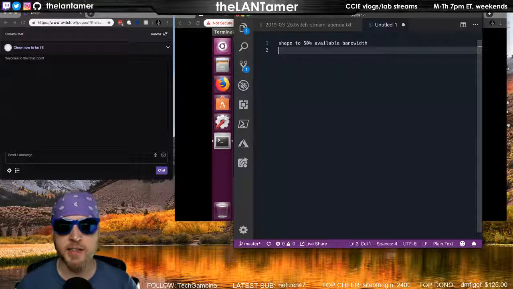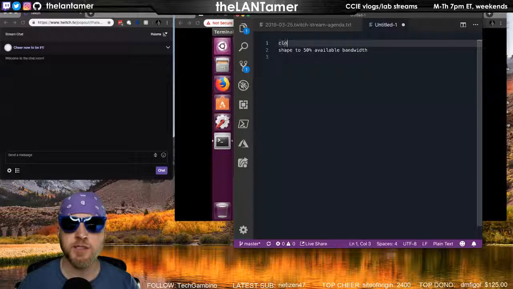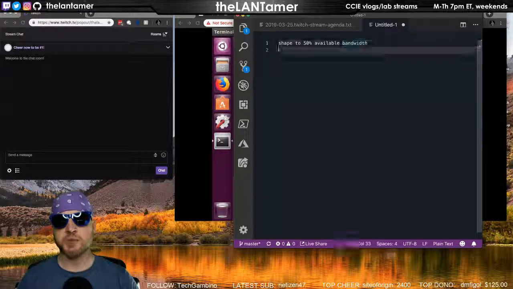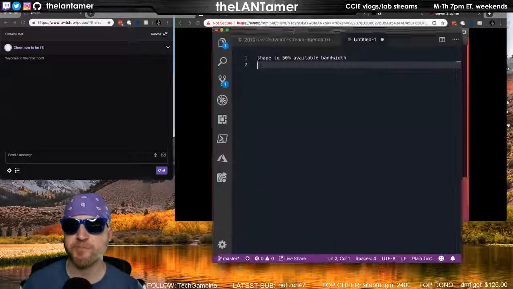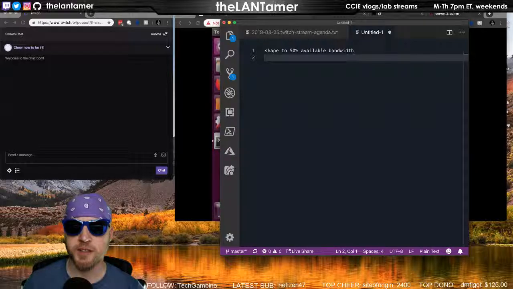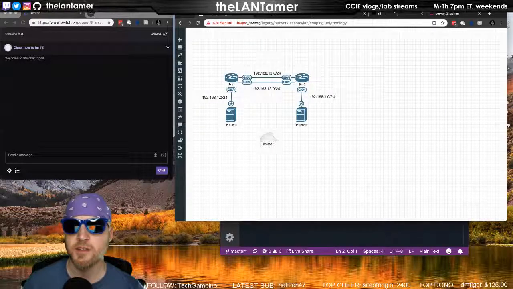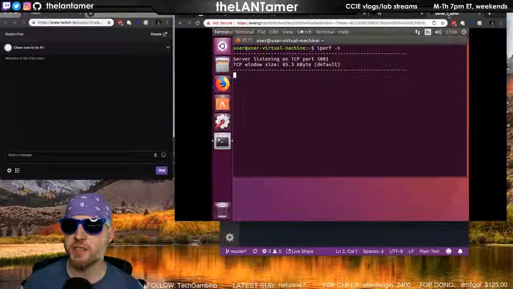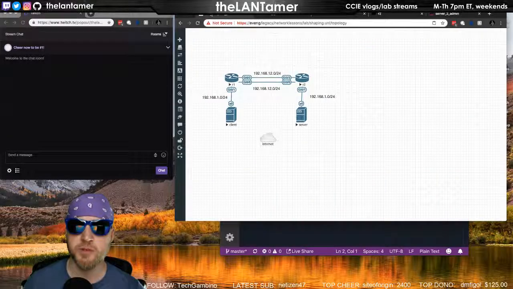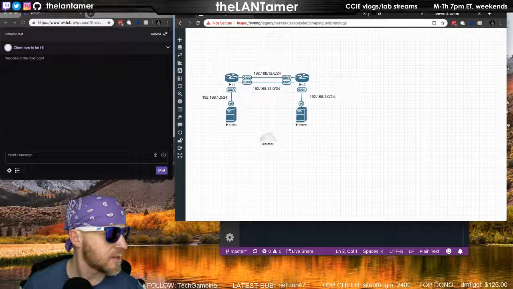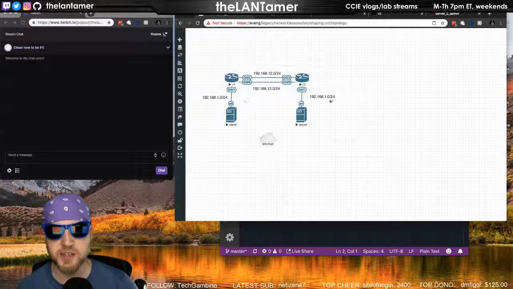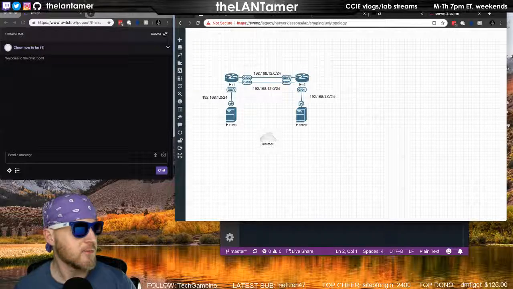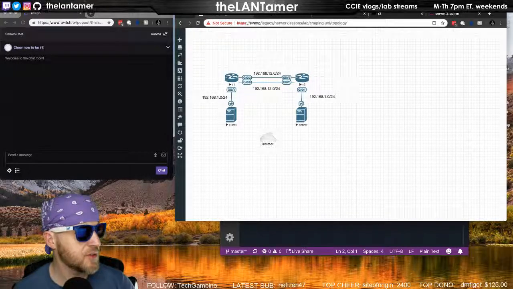And of course, on this lab, it's setting a clock rate on a serial interface, which we're not doing, right? We're using a gigabit interface here. So in order for me to achieve the same sort of result, we're just going to imagine that this is a 512K circuit, but we're going to shape to 256.